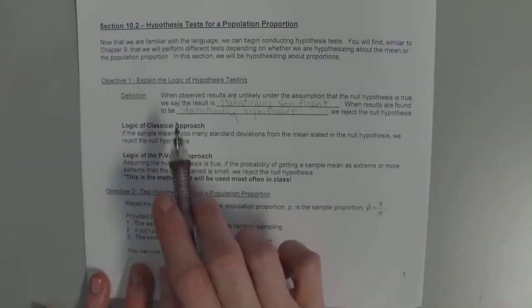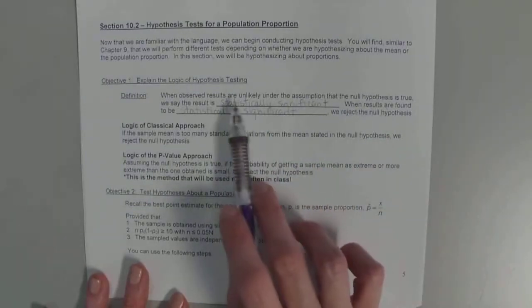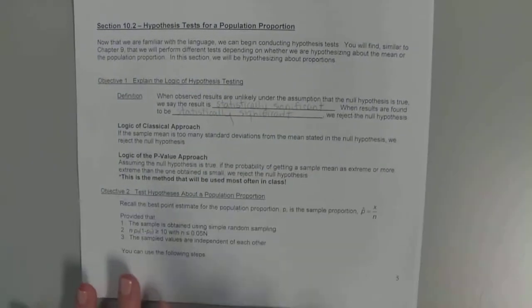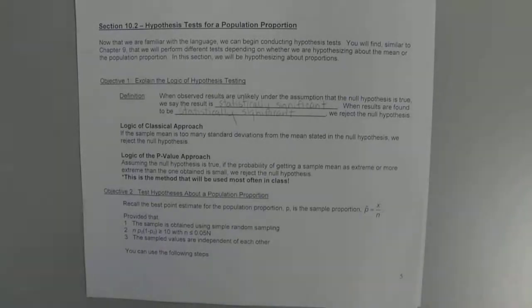It just says, when you observe results that are unlikely under the assumption that the null is true, we say the result's statistically significant. When those are true, we'll reject the null. So basically, you start finding things like, you said it was 14 inches long, and my average was like 18 inches. I bet it's not 14. That gap is statistically significant, all right?